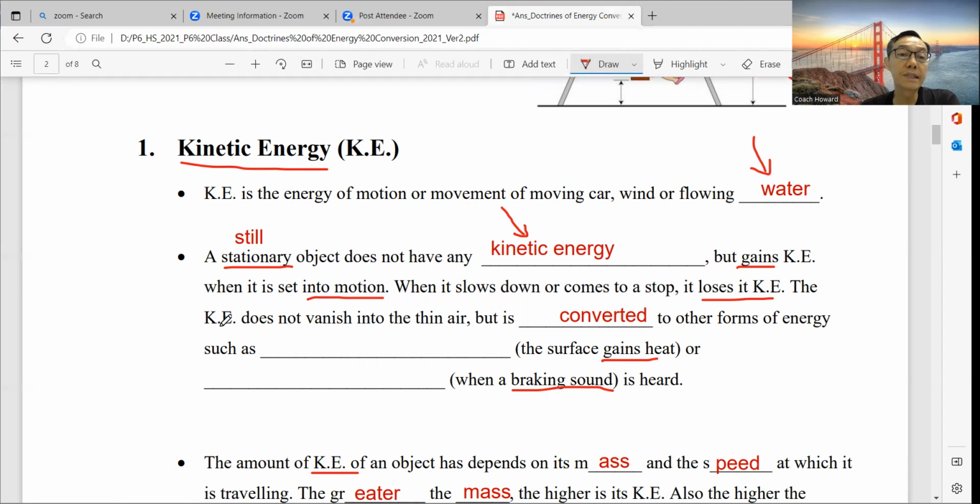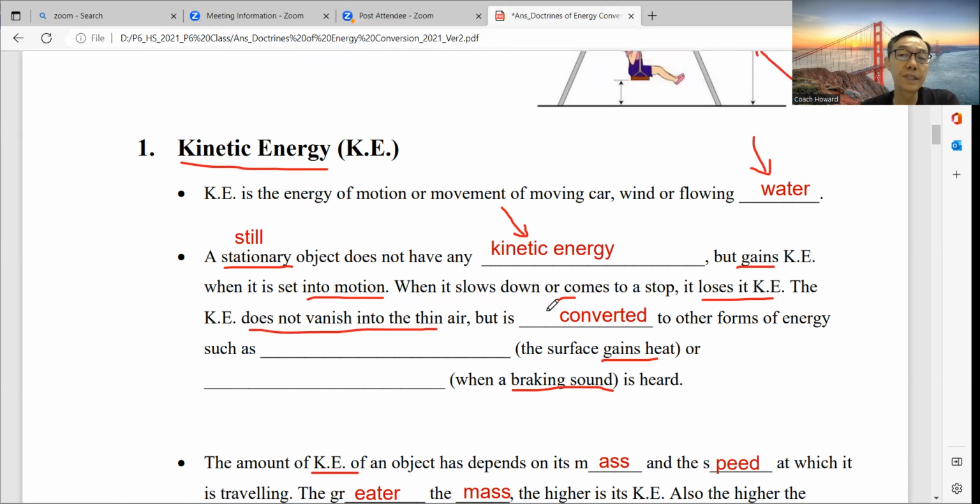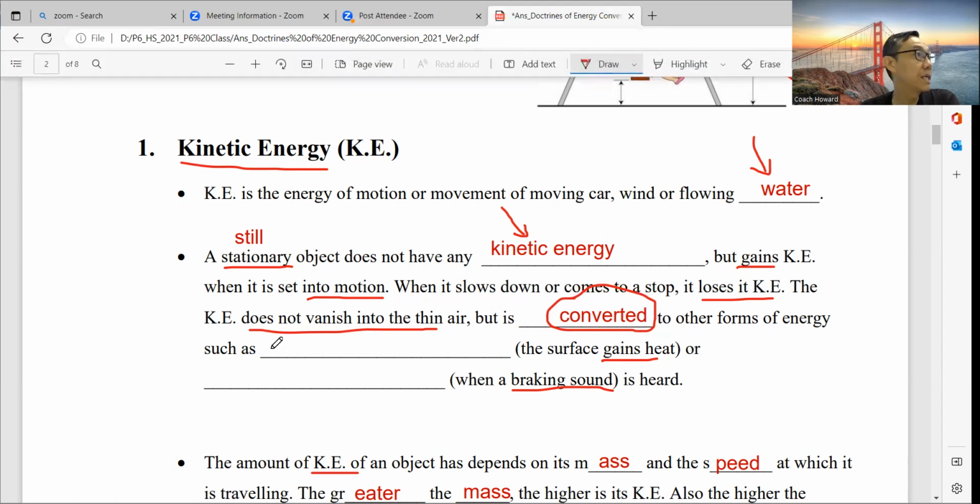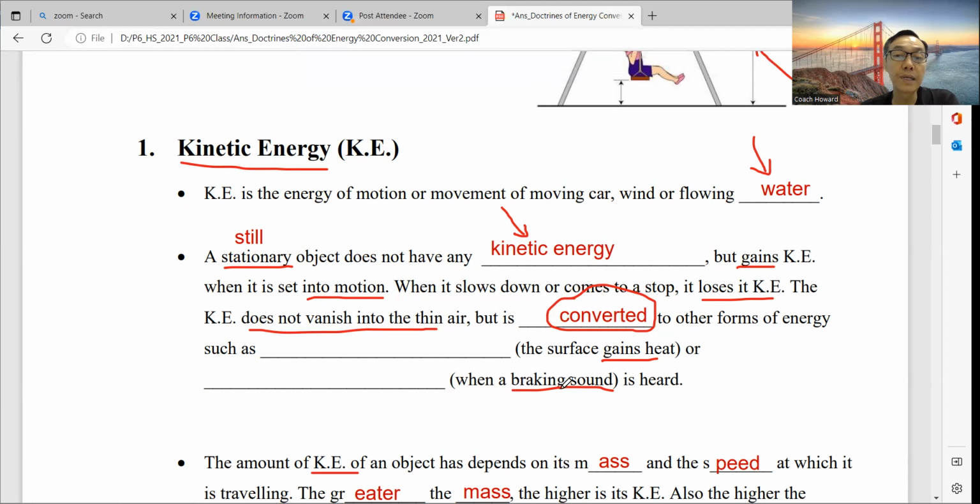So in other words, the kinetic energy does not vanish into thin air, but is converted, this keyword, converted to other forms of energy. So here I give you the hint: if the surface gains heat, it means converted to heat energy. And when you hear a braking sound, it is sound energy.